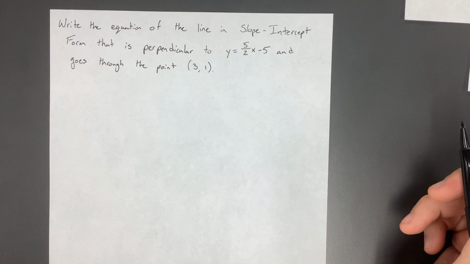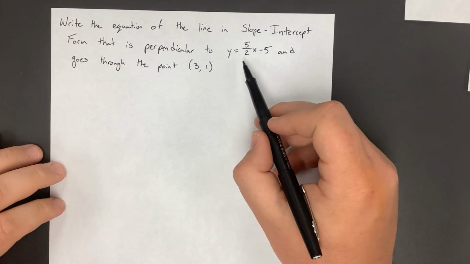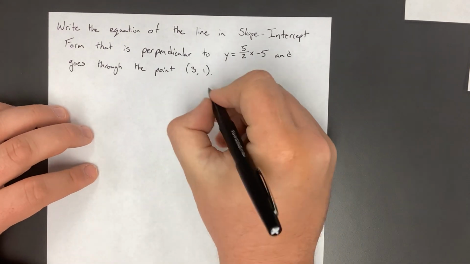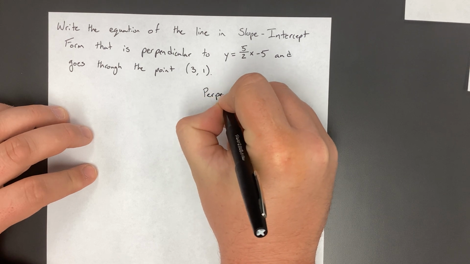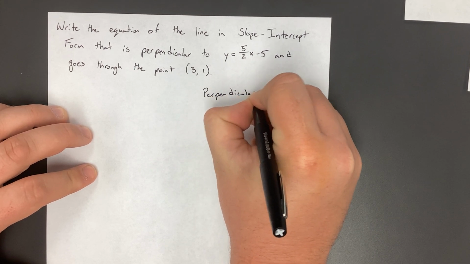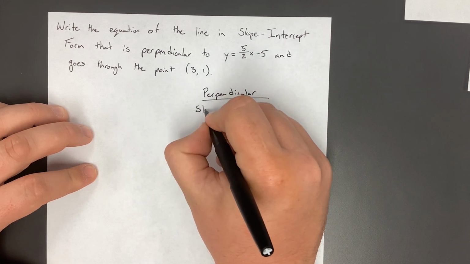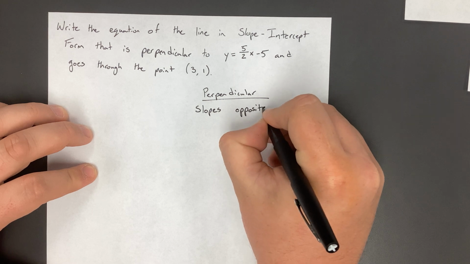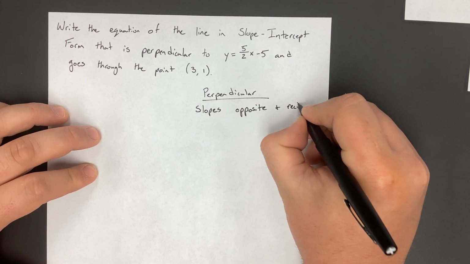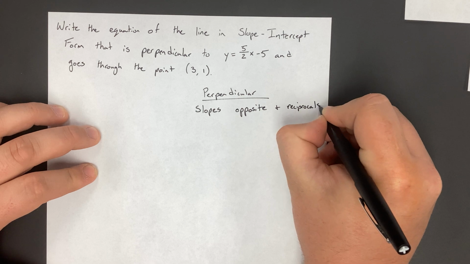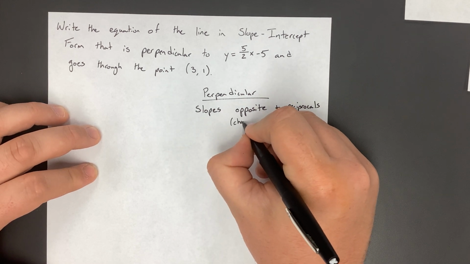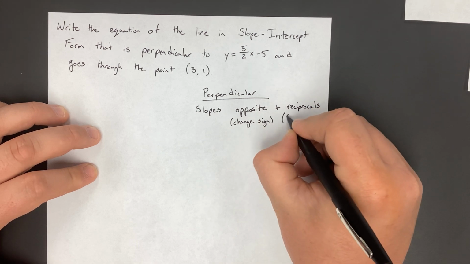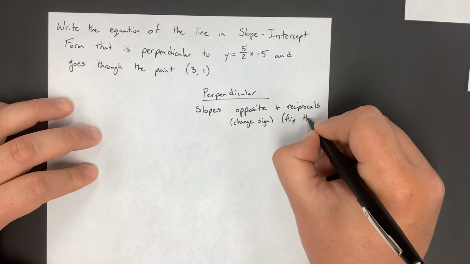Okay? For our last example, we're going to talk about perpendicular. We're going to write the equation of a line in slope-intercept form that is perpendicular to what we have here and goes through the point 3, 1. So with perpendicular lines, the slopes are going to be opposite reciprocals, meaning we change the sign and flip the fraction.